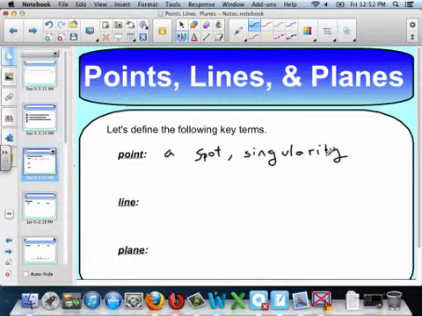A point is infinitesimally small. It has no dimensions whatsoever. It has no depth. It has no length. It has no width. It simply is there, out in space, 3D space. There's this point, and it's infinitely small. That's what a point is.